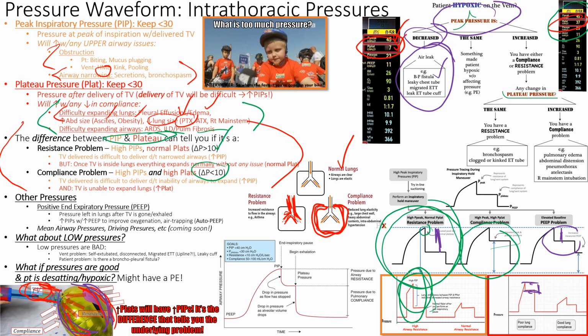And then we have, the peak pressures aren't high, but your patient is hypoxic. Well, it's probably not a lung issue. It's probably a PE, for instance, right? They have a pulmonary embolism. That could be the reason why they're so hypoxic right now.